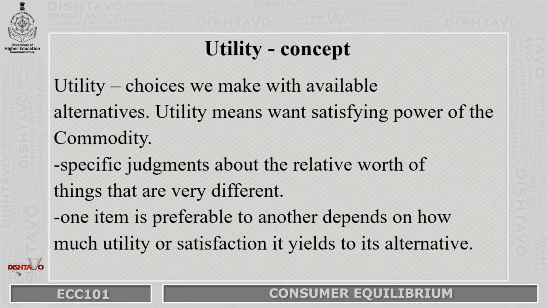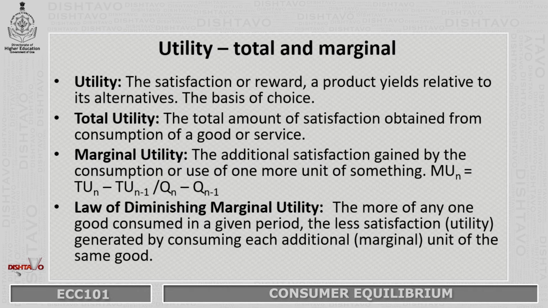So whenever I go to the market and choose one option over another, or one bundle over another, I make a choice based on how much satisfaction it yields me. And that is called utility. That's why I said utility means the want-satisfying power of the commodity. What is utility? The satisfaction a reward or product yields relative to its alternative. That is the basis of choice, the basis of my choosing something which is worth it for me.